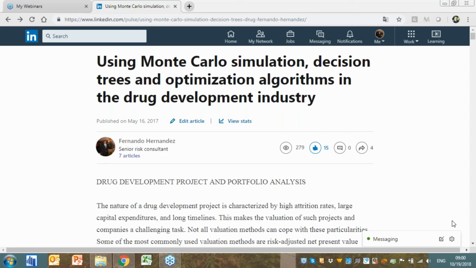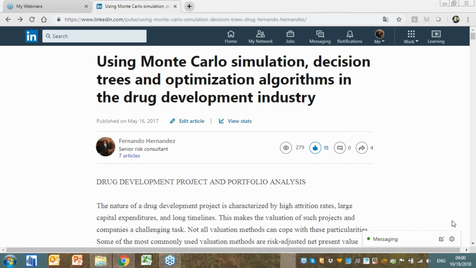I'm a senior risk consultant for Palisade Corporation, and I will be presenting during the next hour a case using DecisionTools Suite, PrecisionTree, and @RISK in order to build a decision tree and, respectively, a Monte Carlo simulation analysis, in order to do some case on the development of decision-making models for the drug development industry.